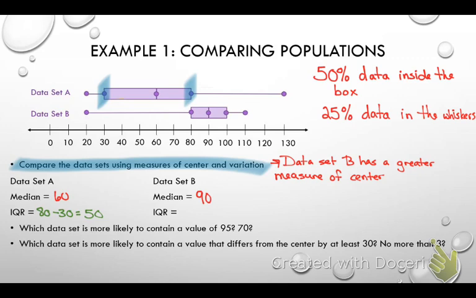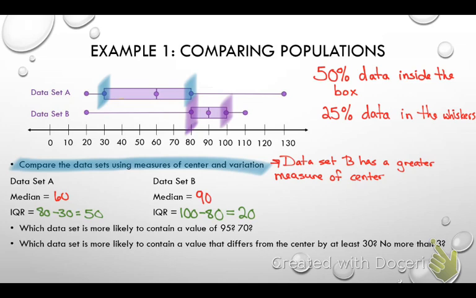Okay? Now for data set B. I need to calculate my IQR. So just take your outside points on the box. What is 100 minus 80? 20.